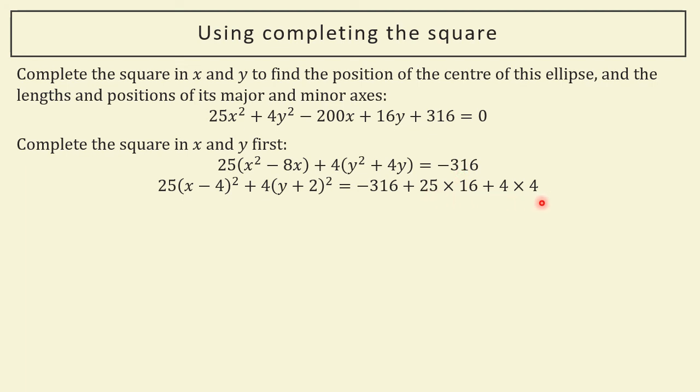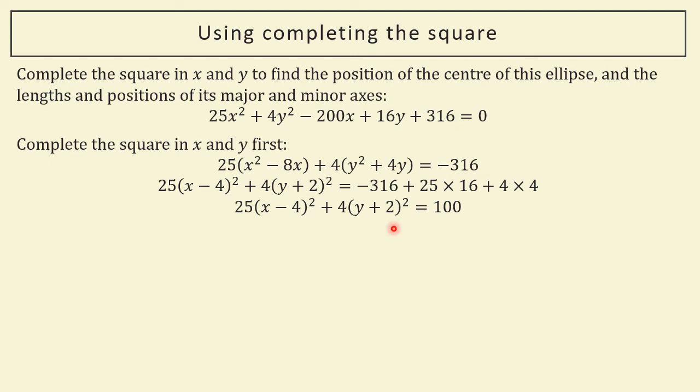But what about these other bits? Where have I got those from? Well, the 25 was in front of this bracket, and if I do 4 squared, I get 16. So I've introduced another 25 times 16 on this left-hand side that wasn't there before. So I've got to do the same on the other side. On this side as well, 2 squared is 4. So I've introduced another 4 times 4 on the left-hand side. I must do the same on the right-hand side. So let's move that through.